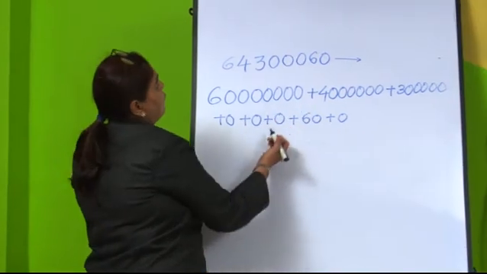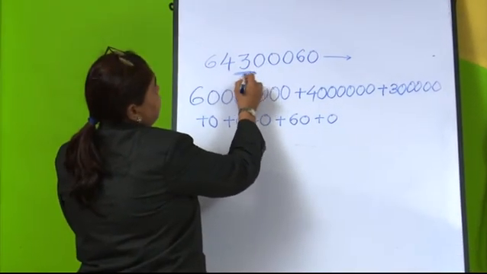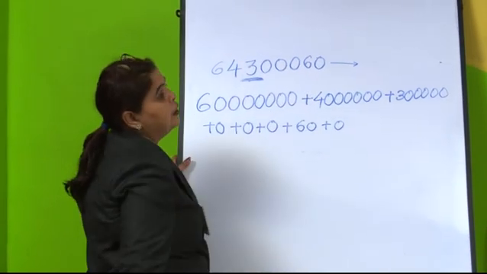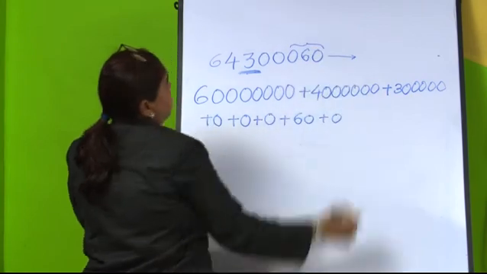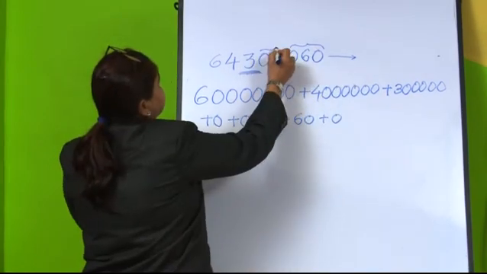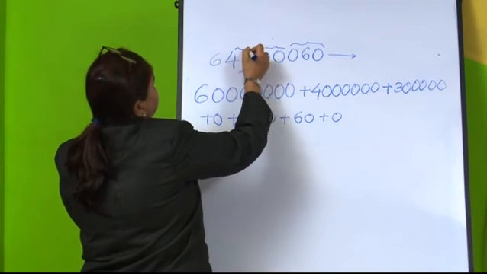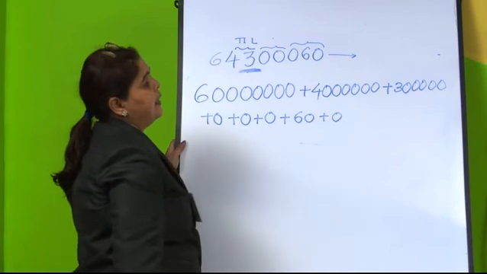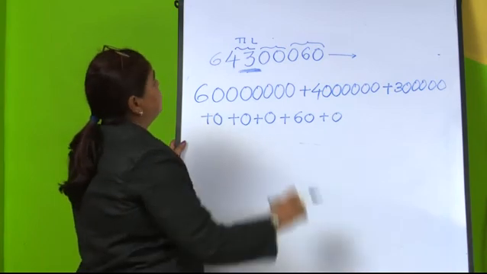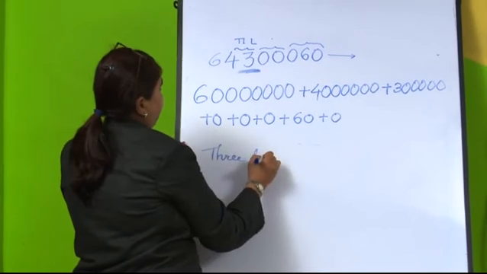So, what will be here? I want the place value of 3. My question is, you have to find out the place value of 3. Now, in short, I can say this is your 100, this is your 1000, this is your lakh and this is your 10 lakh. So, what is the place value of 3? Yes, it is 3 lakh.